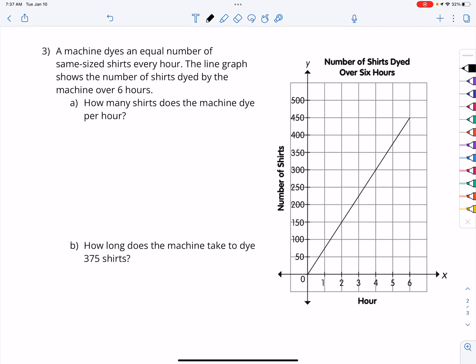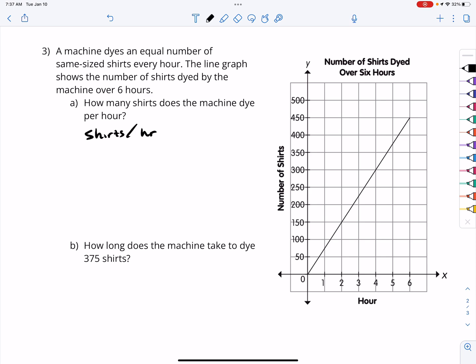Ooh, so now we have some graph information. A machine dyes an equal number of same-size shirts every hour. So we have a rate of shirts per hour. What is the unit rate? If this is over 6 hours, it looks like we have points.